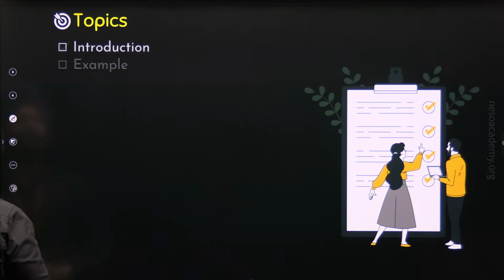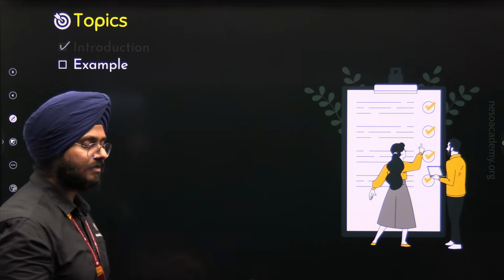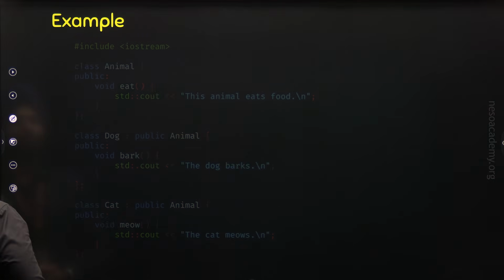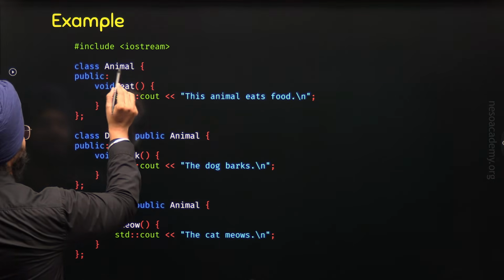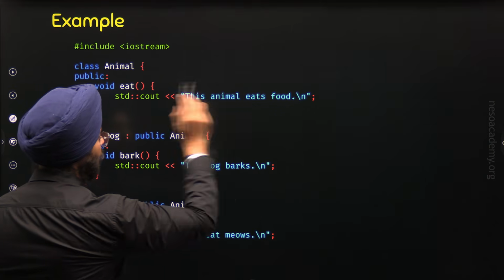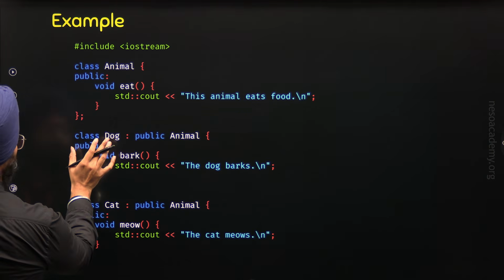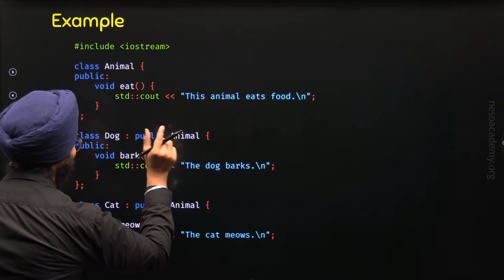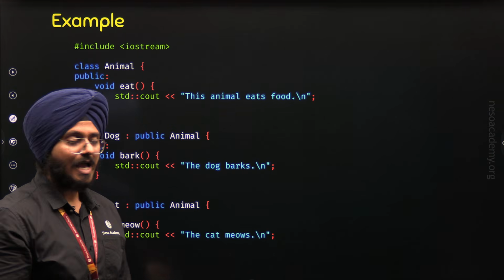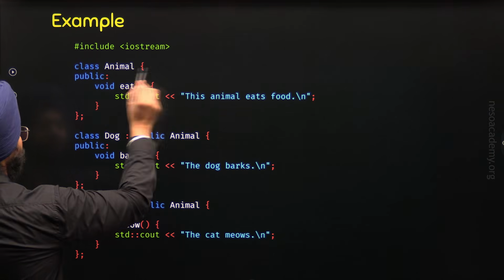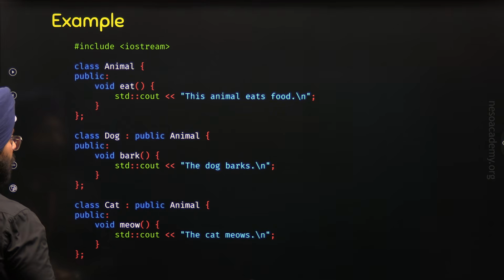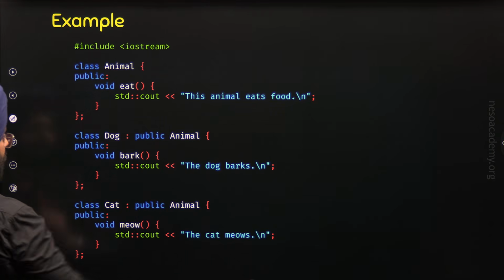Now let's move to the second topic where, with the help of an example, we will understand how we can implement hierarchical inheritance. Here is the example program. Here I've defined the class animal with the public member function eat that allows us to display this animal eats food. Then we have the class dog, which is inheriting from the class animal. This means dog is an animal. And this means this public member function is available in this class also. And it is available as the public member function because of this access specifier public.